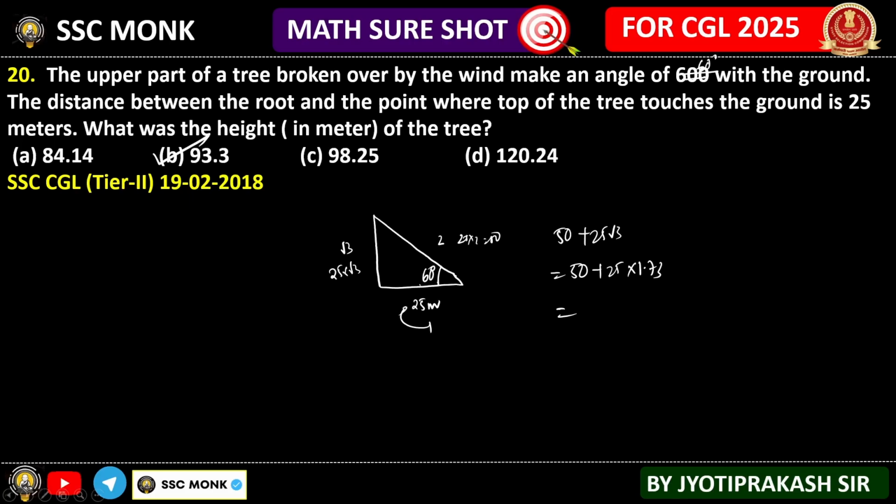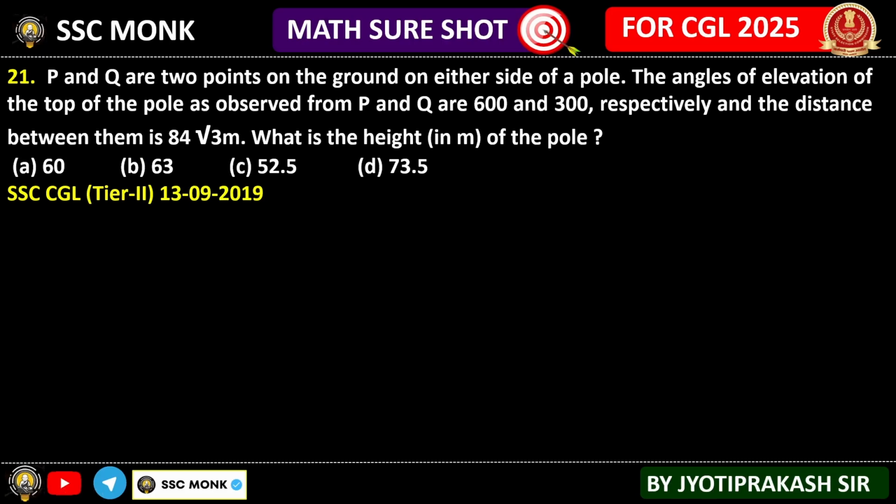Clear? Sorted? Next. P and Q are two points on the ground on either side of the pole. That means this is a pole. Here is P, here it is Q. The angle of elevation of the top of the pole is observed from P. This is 60 degrees, and this is 30 degrees. So from this point, this is 60 degrees.